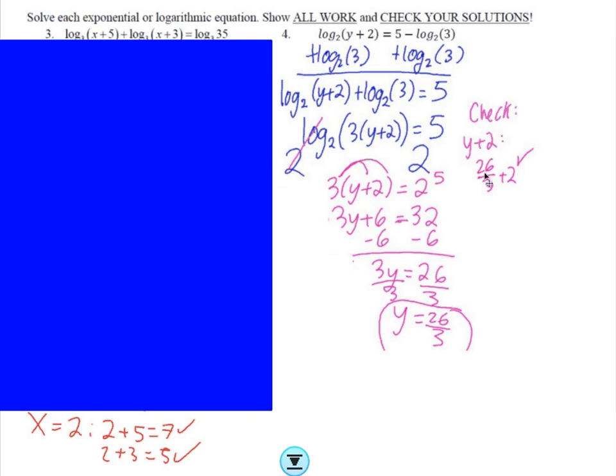But I do need to check, okay, because this is a logarithmic equation, I need to check to see if this is going to make any of the arguments negative or 0. So the only one that's a possibility is the y plus 2, because 3 will never be 0 or negative. So 26 thirds plus 2, you may not even know what 26 thirds is, but clearly it's positive. You add 2, that's still positive. So we're good. 26 thirds is a solution, and it is a real solution to this logarithmic equation.